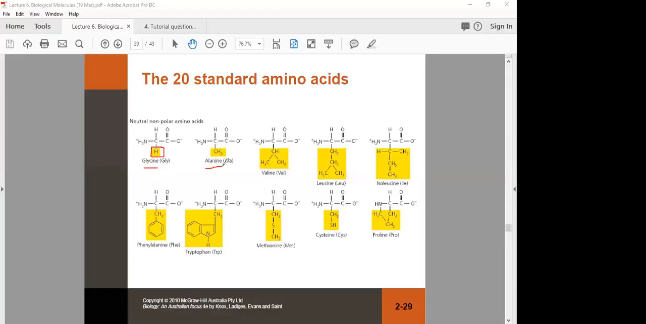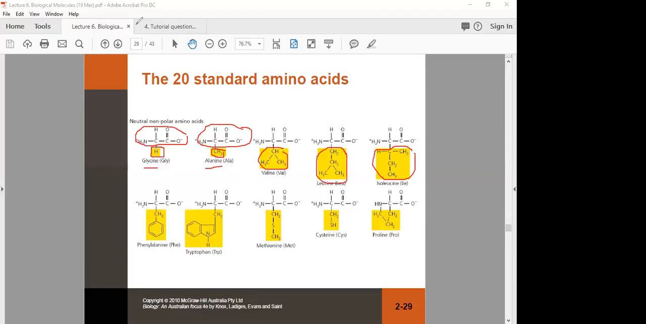Our next amino acid is called alanine, and its R group is CH3. Valine has this as its R group, and so on. So you can see that all the R groups are different from each other, all highlighted here in yellow. Remember also that the core structure of all the amino acids is exactly the same.